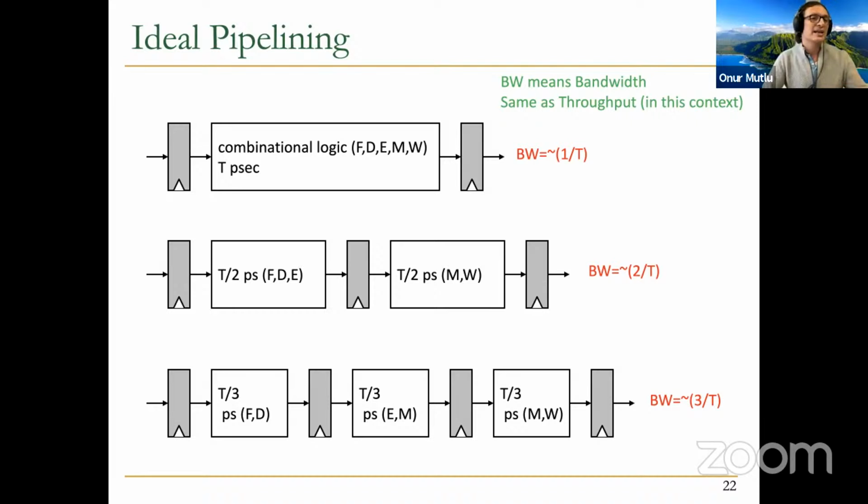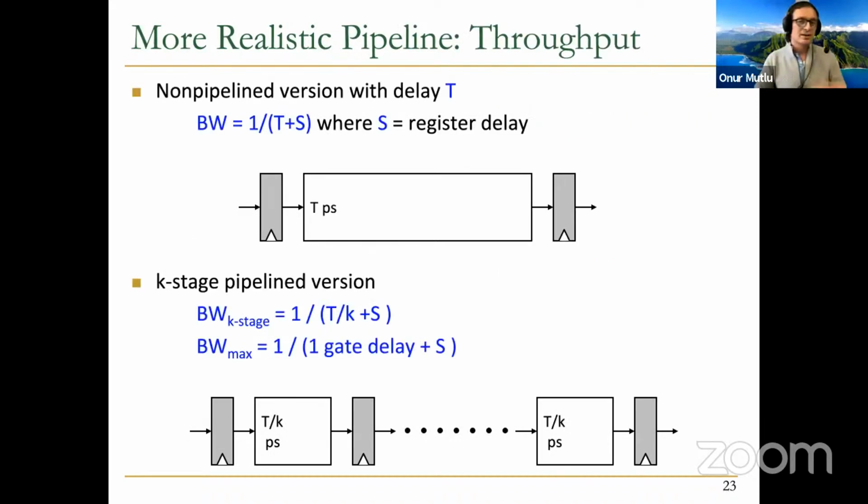Okay, so let's take a look at a more realistic pipeline. So let's take a look at throughput. So this is the non-pipeline version with delay t. It's t picoseconds, everything. The real bandwidth of the system is really 1 divided by t plus s, where s is the register delay, essentially. Sequencing overhead, in other words. So you have t combinational logic delay plus s sequencing overhead.